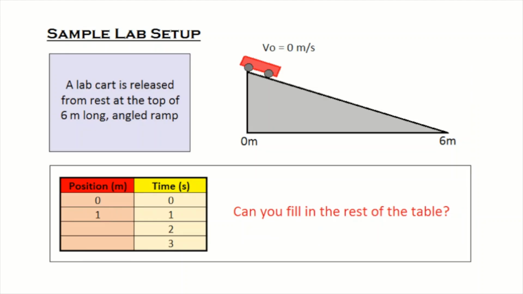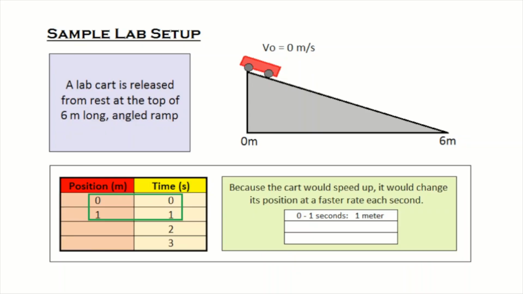Here's just a sample lab that shows accelerated motion. We're going to release this cart from rest on the inclined ramp. It's going to start at a position of 0, and it's going to end at a position of 6. Our goal, though, is to track the position changes for the first 3 seconds. So I filled in the time from 0 to 3. I filled in the first 2 positions. It starts at 0. In the first second, it moves 1 meter. And the goal is to fill in the 2 blanks at the bottom left.